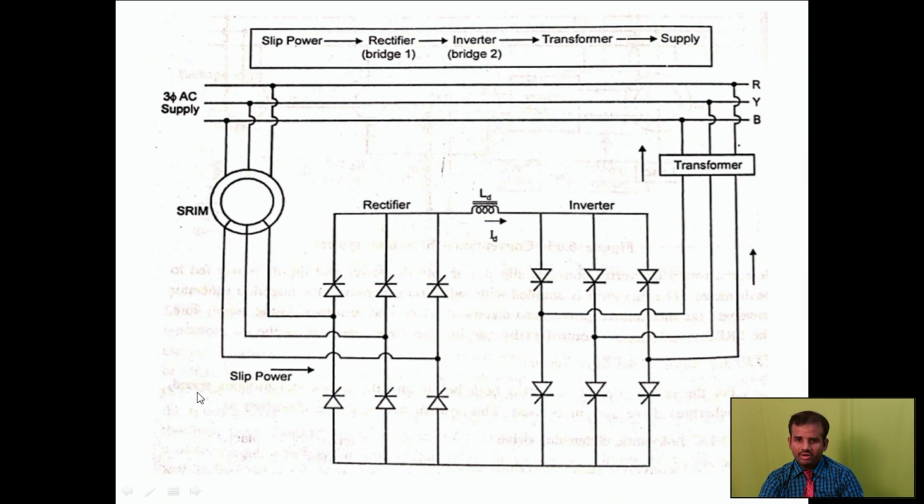Here the power flows in only one direction, that is slip power, which flows to the rectifier in bridge 1, and then again to the inverter circuit in bridge 2, and then to a transformer, and then it returns back to the supply. This is the power flow diagram.